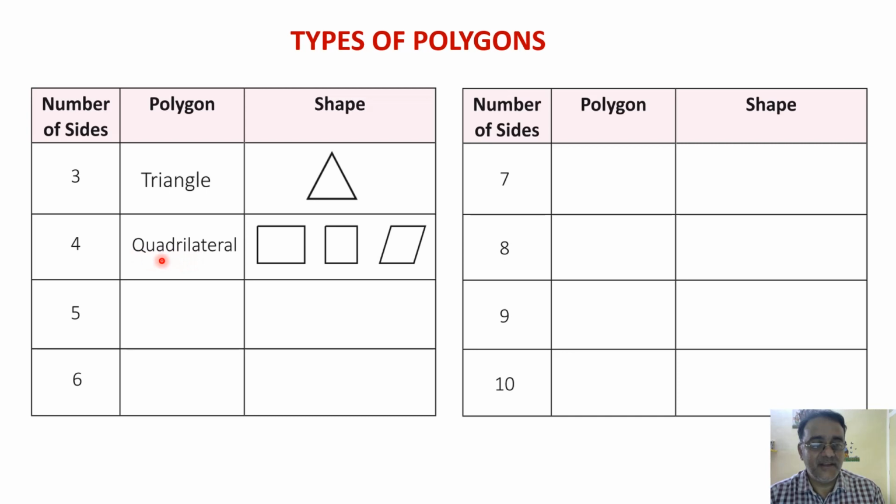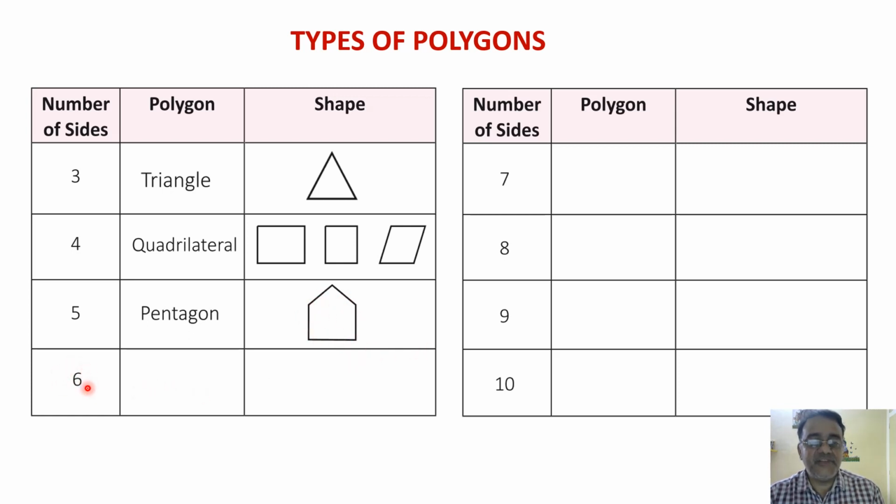Now, if the number of sides is 5, then that is called a pentagon. Penta means 5. And this is the rough figure. See, 1, 2, 3, 4, 5 sides are there.